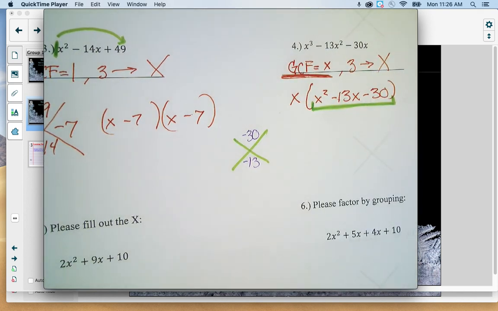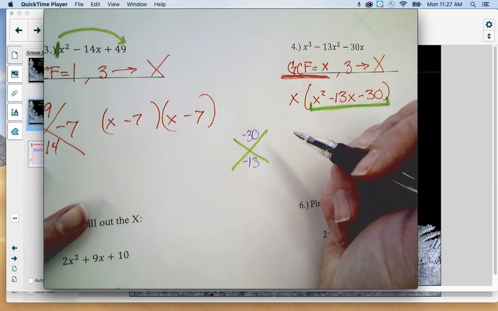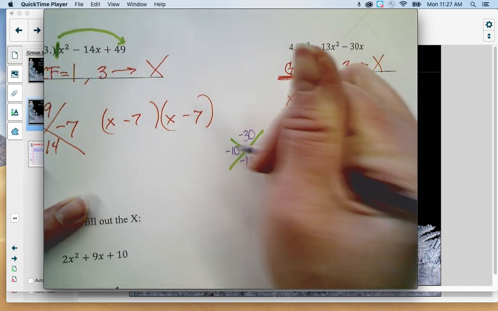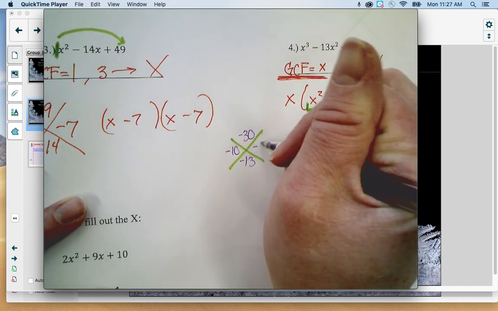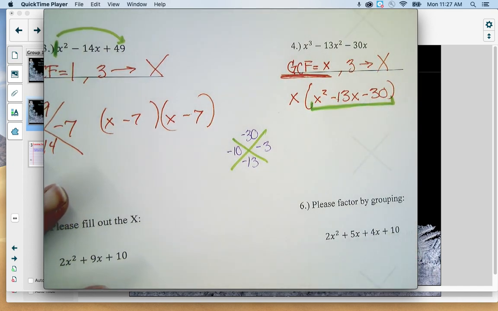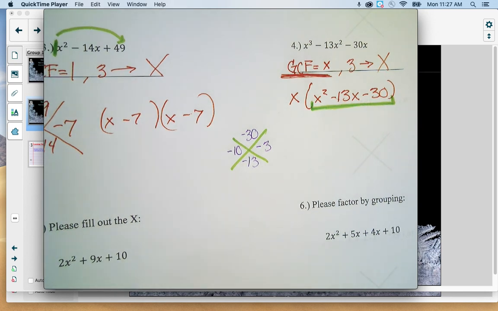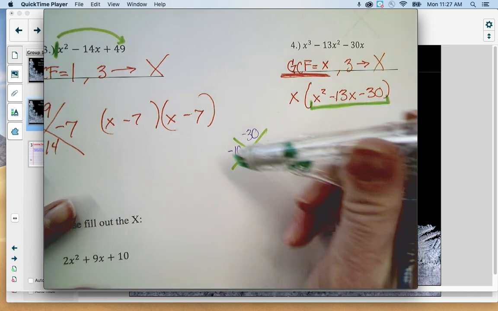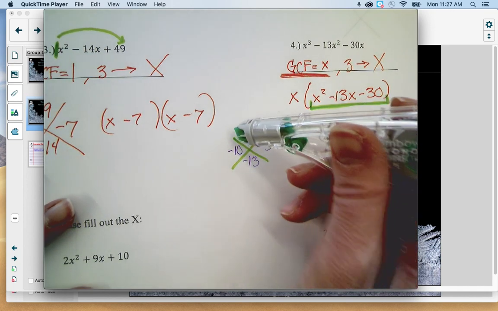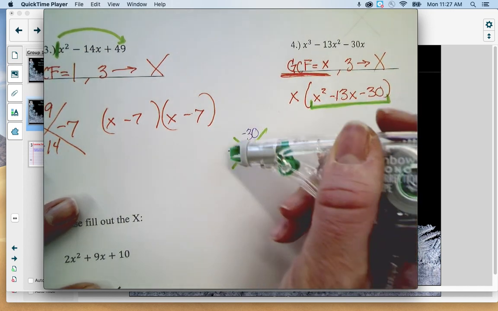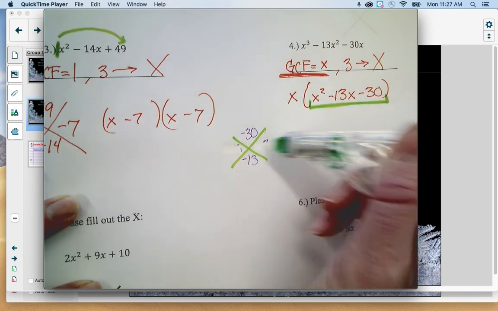Did anyone find what two numbers multiply to give you negative 30 and add to give you negative 13? Jake, what was it? 10 and? Negative 10. Negative 10 and? Negative 3? Does that work? I like where your head's at. You saw the 10 and 3, but that wouldn't add together to give me negative 13. And it would add to give me negative 13, but it wouldn't give me negative 30 when I multiply. So negative 10 and negative 3 does not work.